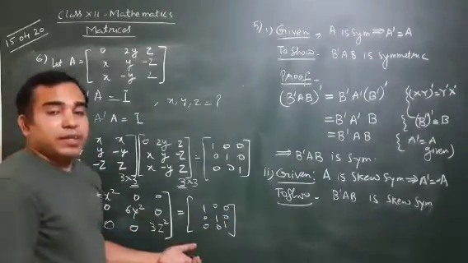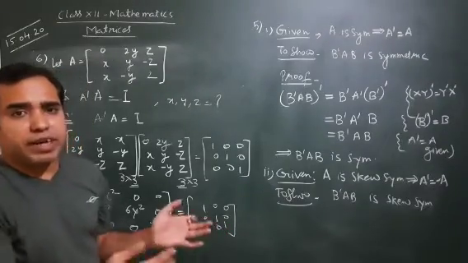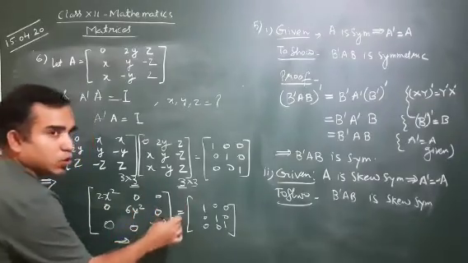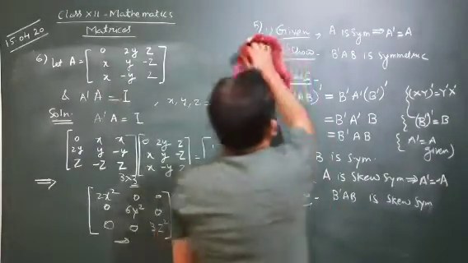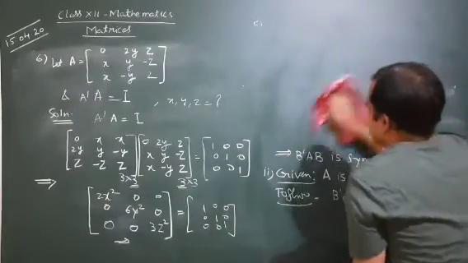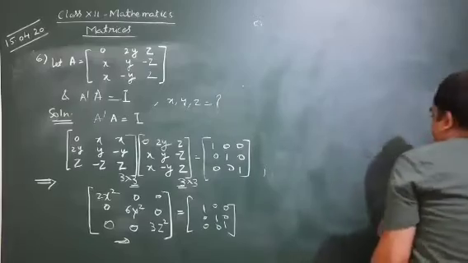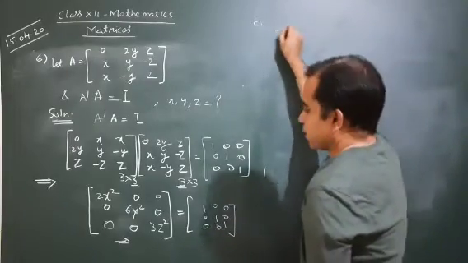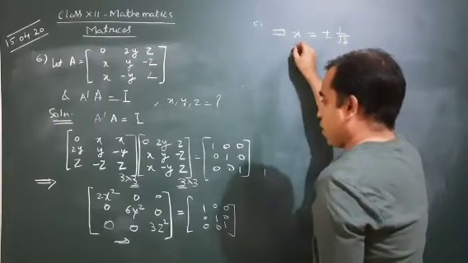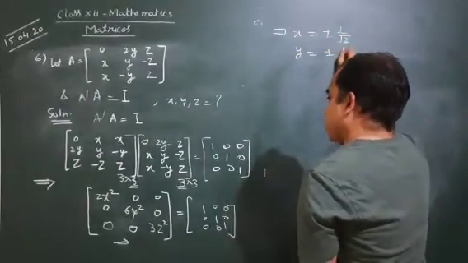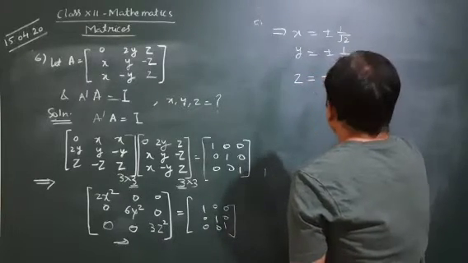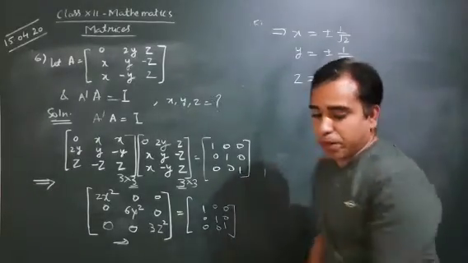Now we know well that when two matrices are equal, each and every entry is same. So let's compare, and here we get directly 2x square is equal to 1. What does it finally conclude? X square equal to 1 upon 2, and x equal to, can we write directly, plus minus 1 upon root 2. Y is equal to plus minus 1 upon root 6, and z equal to plus minus 1 upon root 3. Simple.